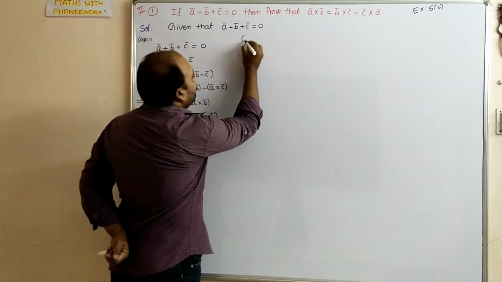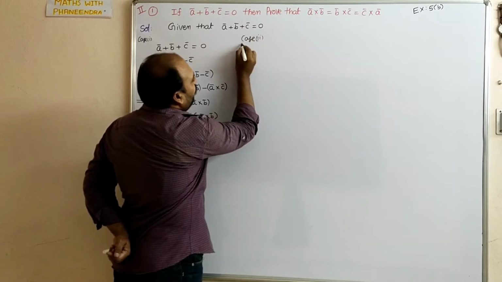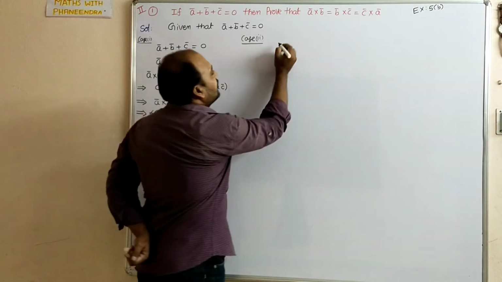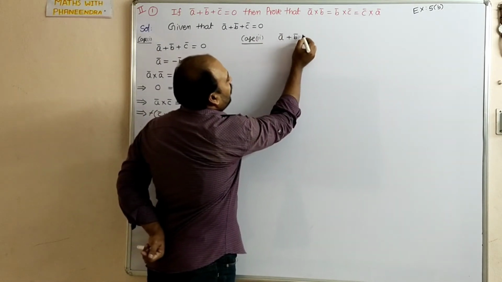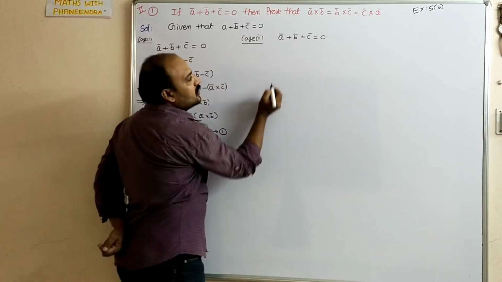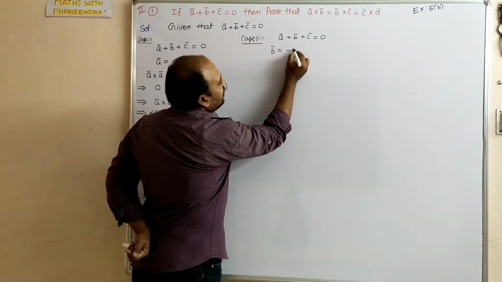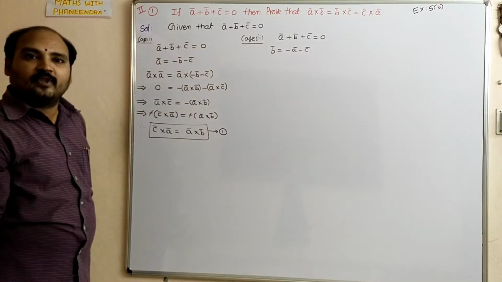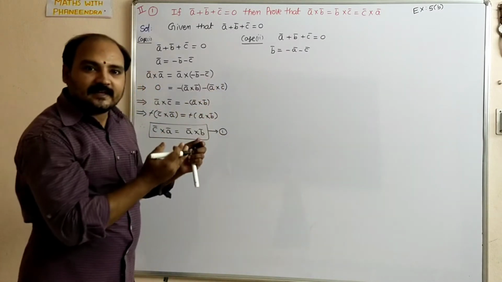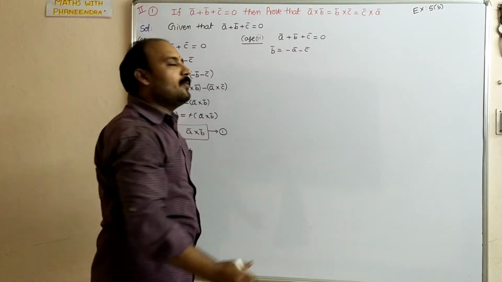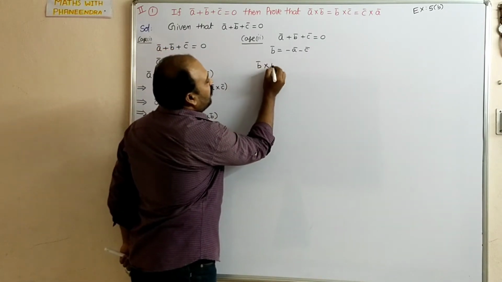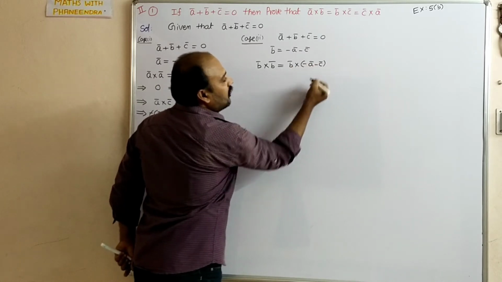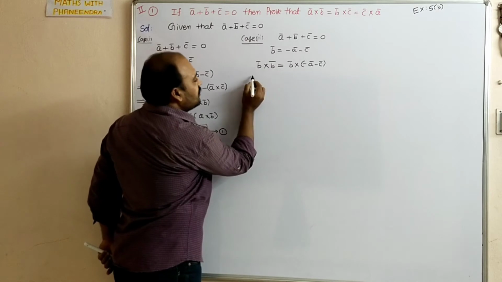Similarly, consider case 2. Here, similarly, b bar we will make as the subject. Given that a bar plus b bar plus c bar equals 0, so b bar can be written as minus a bar minus c bar. Here b bar is there in the LHS, so cross multiply on both sides with b bar vector. So b bar cross b bar is equal to b bar cross minus a bar minus c bar. The cross product of two identical vectors is equal to 0.